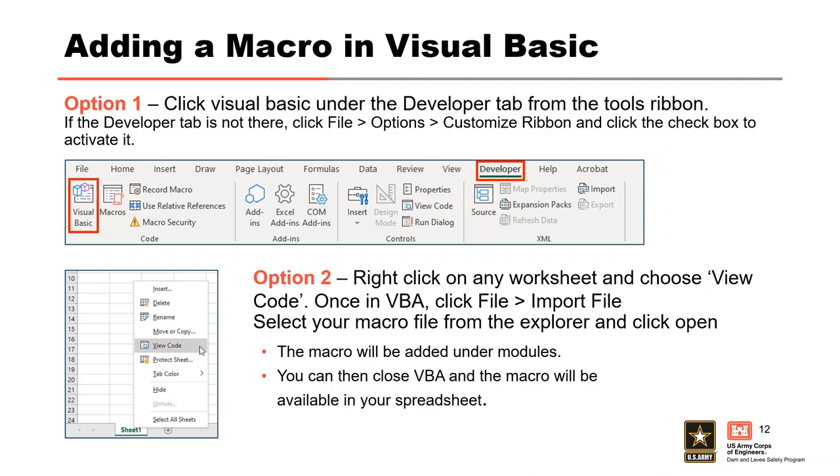Once in VBA, click on File and choose Import File. Select your macro file from the Explorer window and click Open. Once you've done that, the macro will be added under Modules. You can then close VBA and the macro will be available in your spreadsheet. Now that we've covered everything you need to know about the macro, let's look at a couple examples.